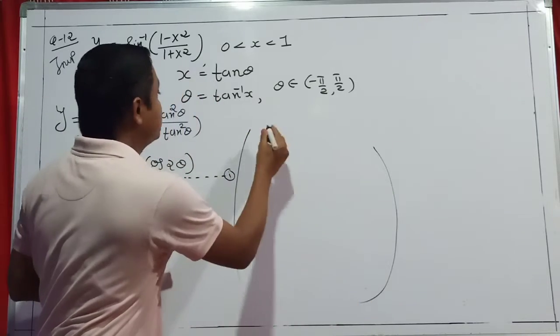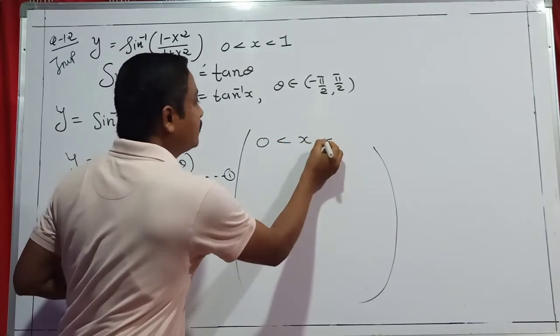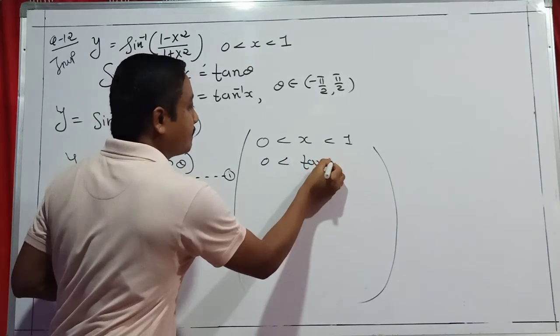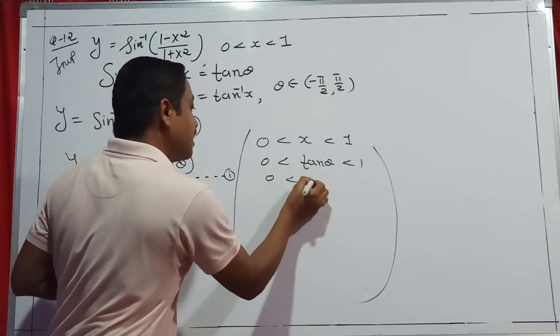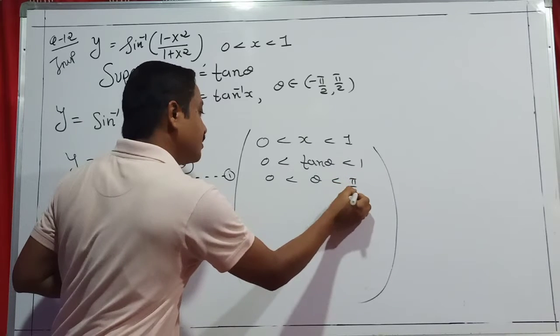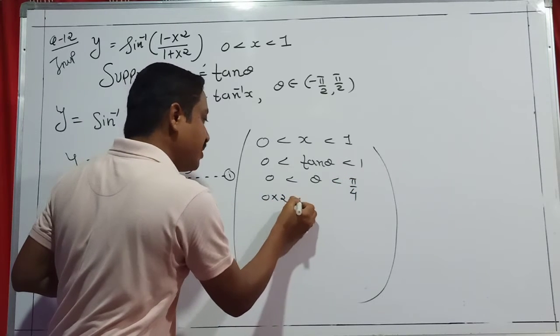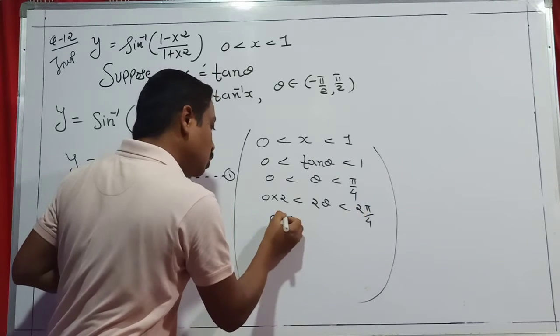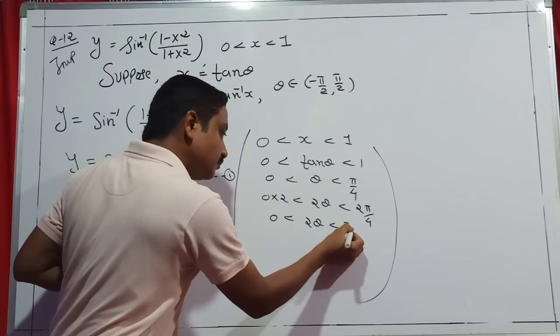Okay, the condition is 0 less than x less than 1. Applying the same, what is your x? Tan theta. And applying to theta, it is 45 degrees. Multiplying by 2 also, the same as 2 times pi by 4. So 0 to pi by 2.